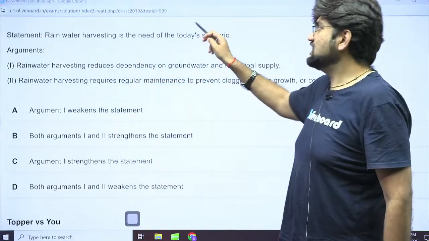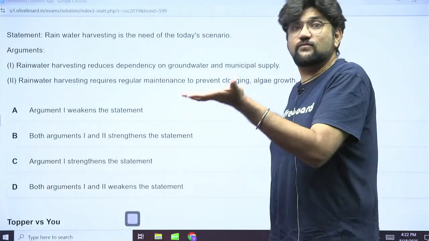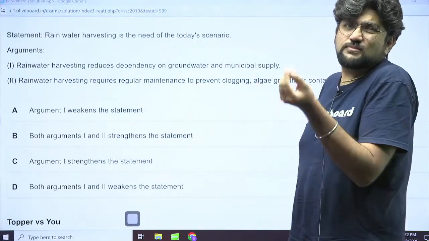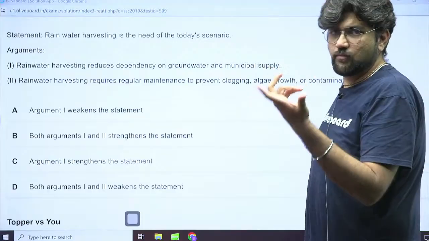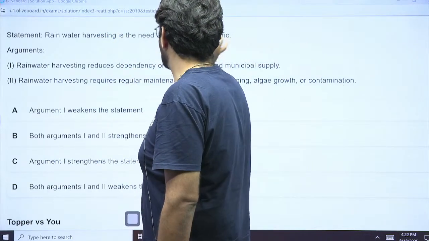Rainwater harvesting is the need for today's scenario. And strengthen means it has to purposefully, meaningfully strengthen. Weaken means it has to actually take away something from it. It can't just be some normal negative point. So be careful about that. Rainwater harvesting is the need for today's scenario.